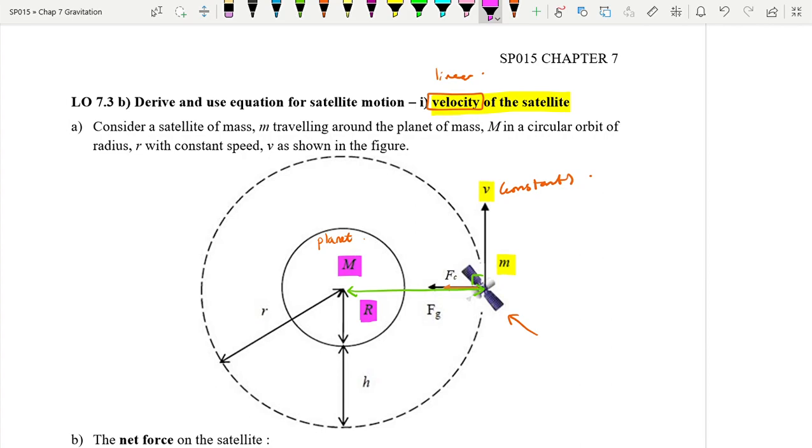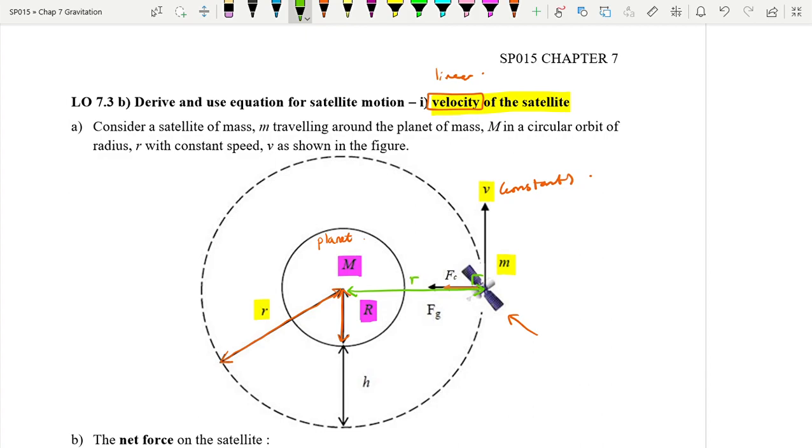Boleh nampak cara saya labelkan. Okay, radius of the planet kat sini, daripada tengah sampai hujung planet. Tetapi saya ada labelkan small r juga. Tapi kalau tengok macam mana saya label daripada tengah sampai hujung, so maksudnya ini adalah radius of the orbit. Okay, so radius of the orbit. So samalah radius of the orbit.